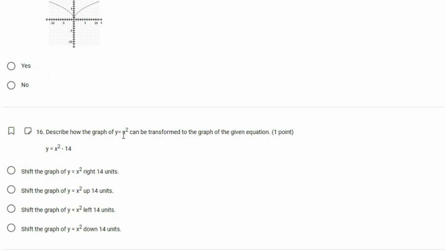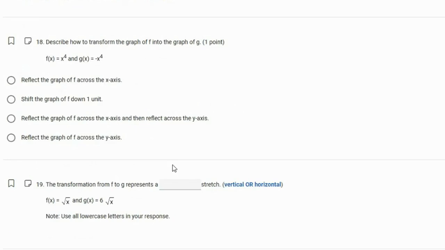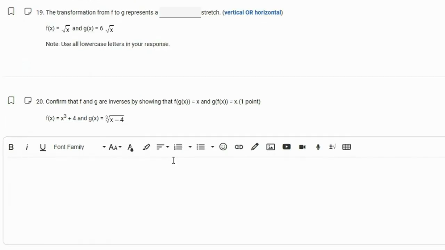Let's see. Describe how the graph of y equals x squared can be transformed to the graph of the given equation. So y equals x squared is y equals x squared minus 14. Does it go right, up, left, or down? So that's the lesson we just looked at. Same thing. So altogether, there are 20 questions.